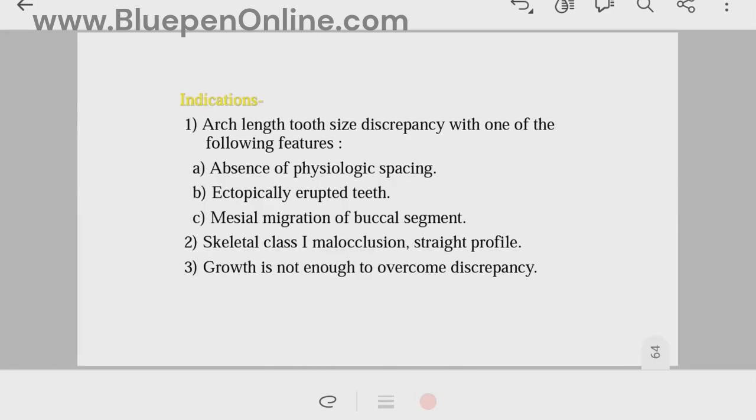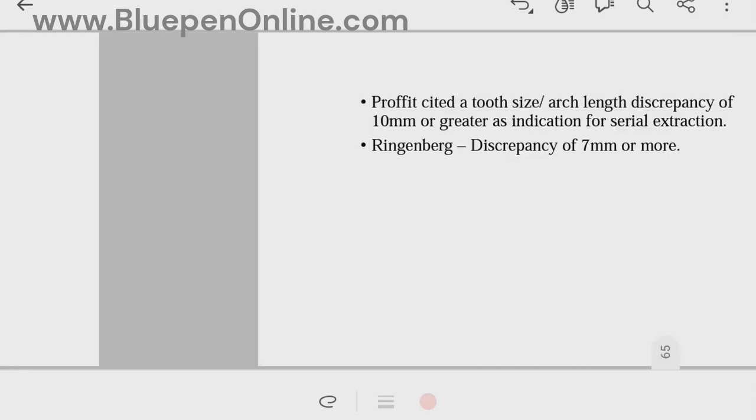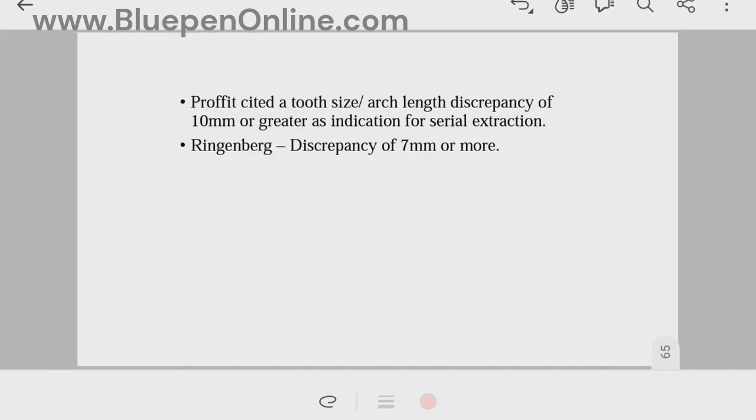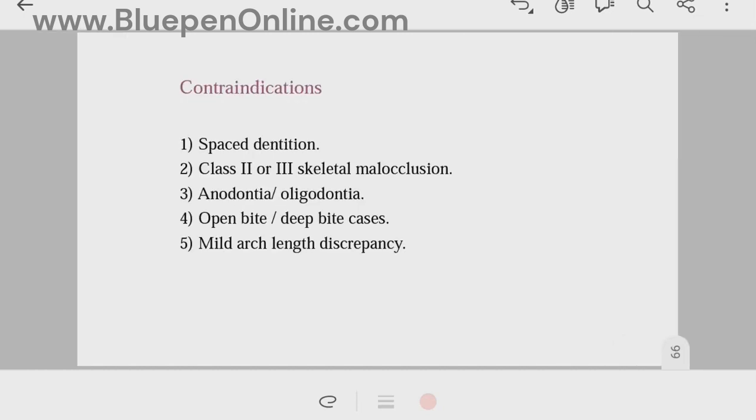Indications are the absence of physiological spacing, ectopically erupted teeth, and mesial migration of the buccal segment. You can only do this in skeletal class 1 malocclusion with a straight profile, and if the growth is not enough to overcome the discrepancy. Proffit also said that if the tooth size and arch length discrepancy is 10 mm or greater, you can go for serial extraction. And the other one said if the discrepancy is 7 mm or more, then also you can go for serial extraction. So there are two criteria for the same procedure.